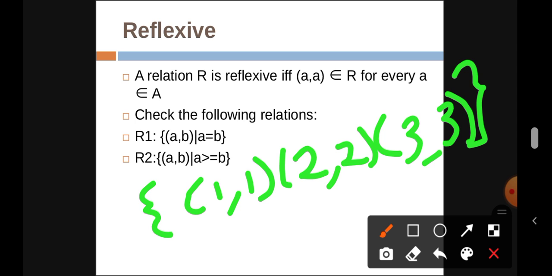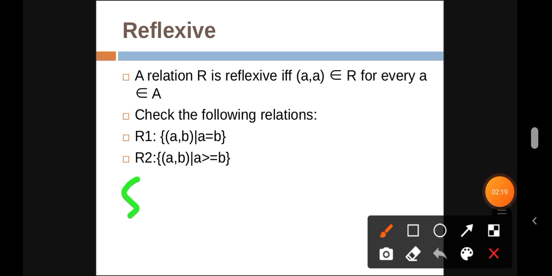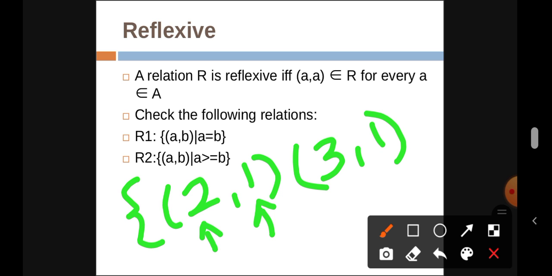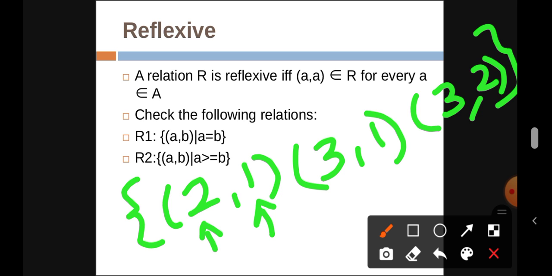For example, if you take another set where a is always greater than or equal to b, that is (2, 1). So here a means 2, b means 1, so a is greater than or equal to b. Next, (3, 1), then (3, 2). And this is a set of pairs in the relation. If we interchange these, it will not satisfy the condition, right? (1, 3) means a should be greater than or equal to b, but here it does not satisfy the condition, so it is not reflexive. Only the first one is reflexive here.